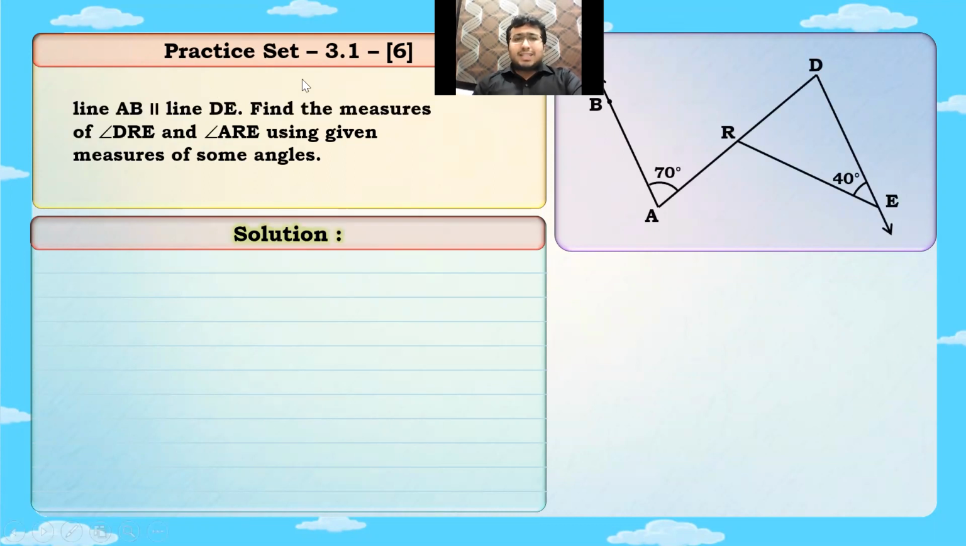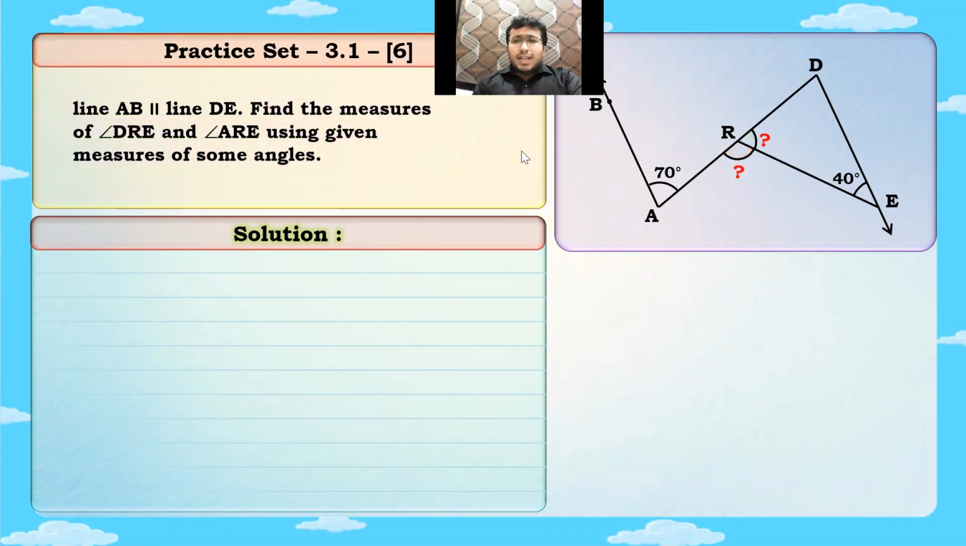We are doing practice set 3.1, question number 6. Let us read the entire question, student. It says line AB is parallel to DE. Find the measures of angle DRE and angle ARE. So the question says AB is parallel to DE. We are supposed to find the measure of angle DRE and the measure of angle ARE.